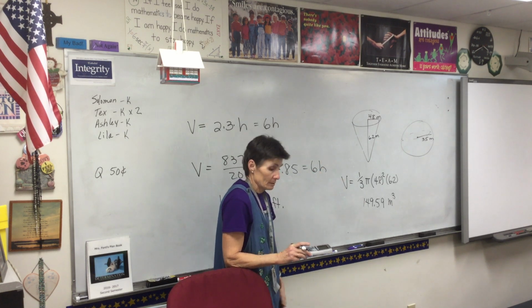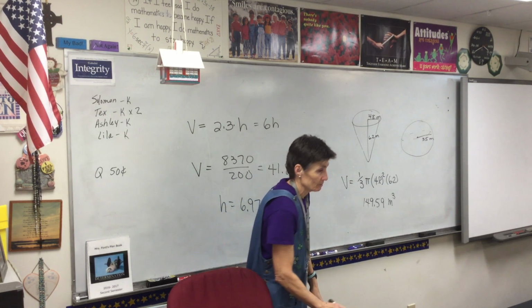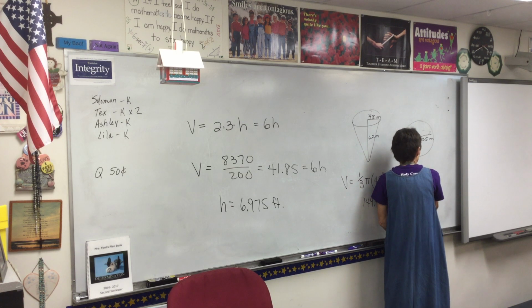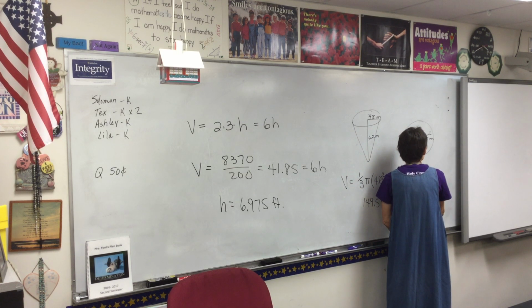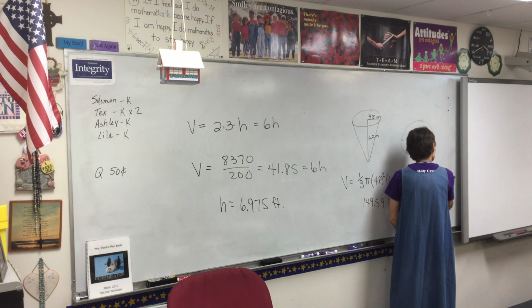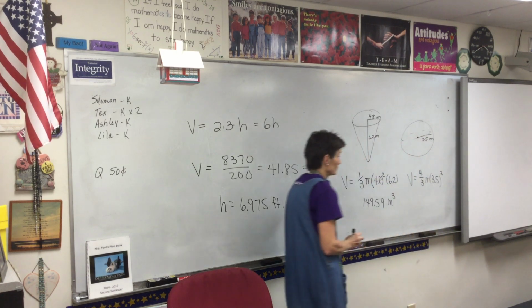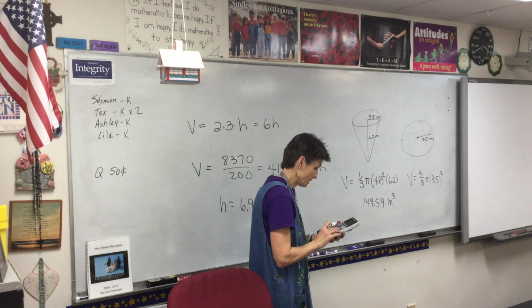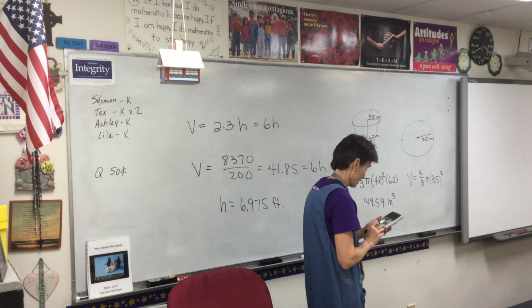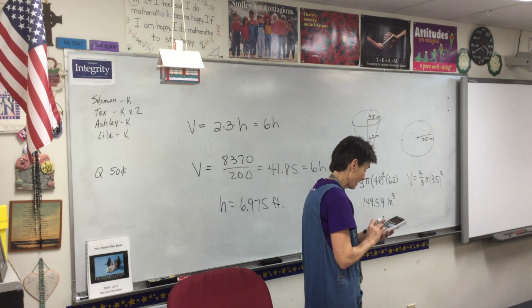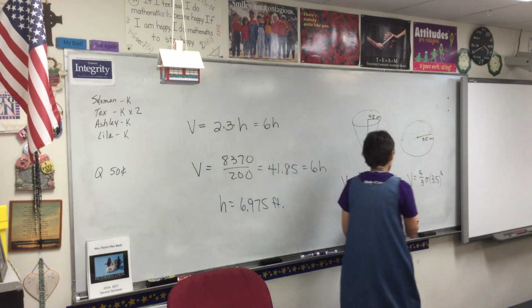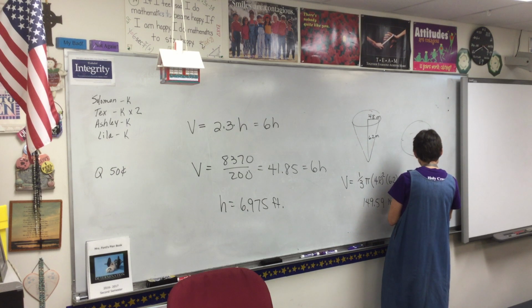Now, sphere. What's the formula for a sphere? 4/3 pi r cubed. So 4 divided by 3 times pi times 3.5 raised to the 3rd power. And I got 179.59.